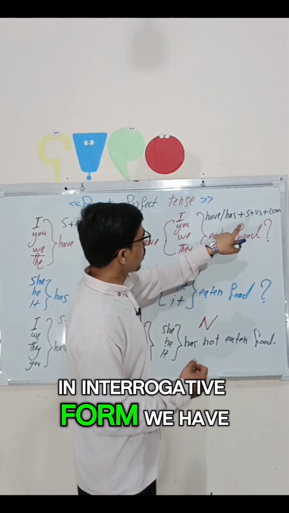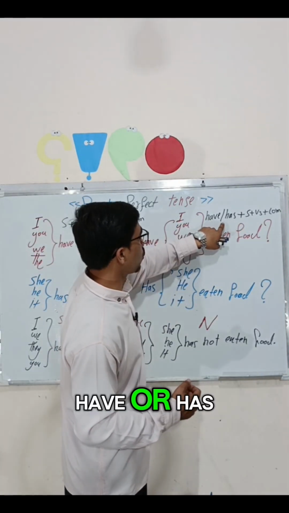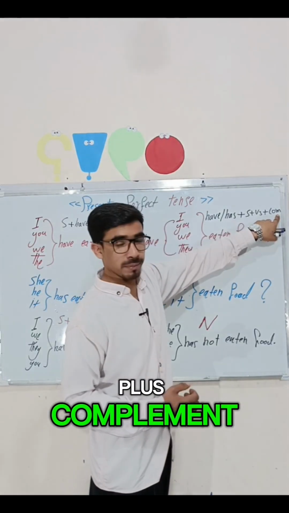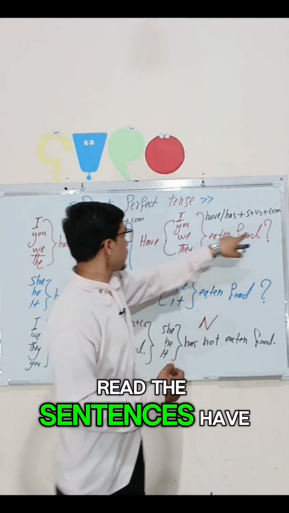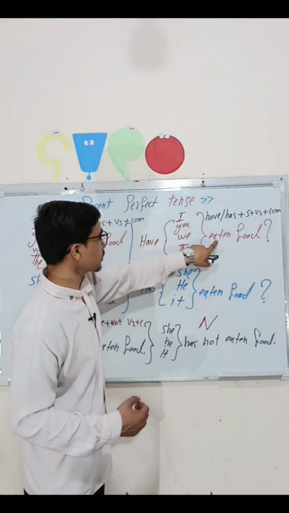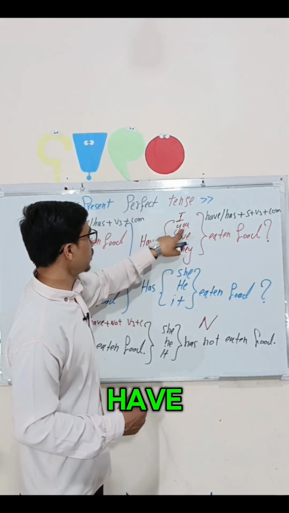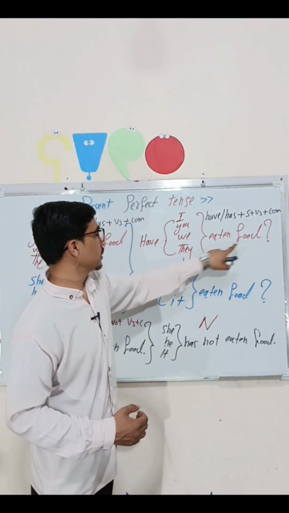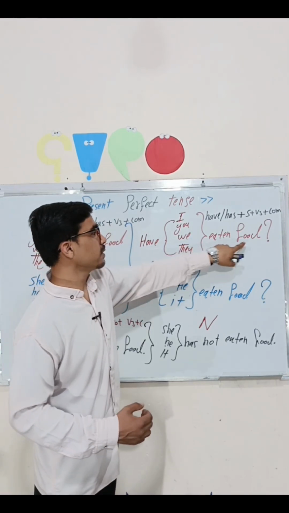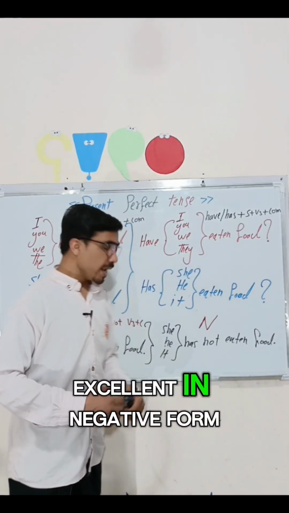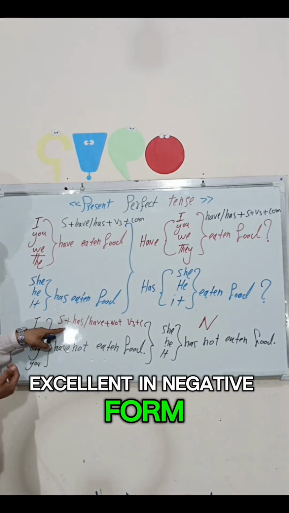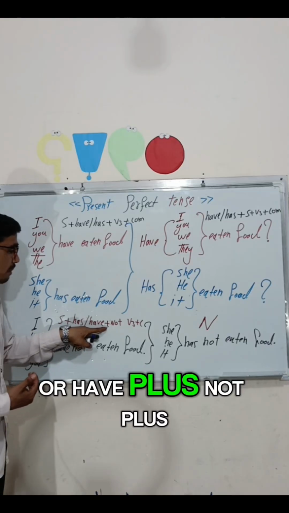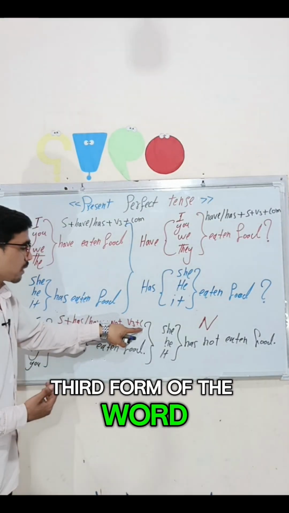In negative and interrogative form. In interrogative form, we have or has plus subject plus third form of the verb plus complement. Read the sentences. Have... have they. Excellent. In negative form, we have subject plus has or have plus not plus third form of the verb plus complement.